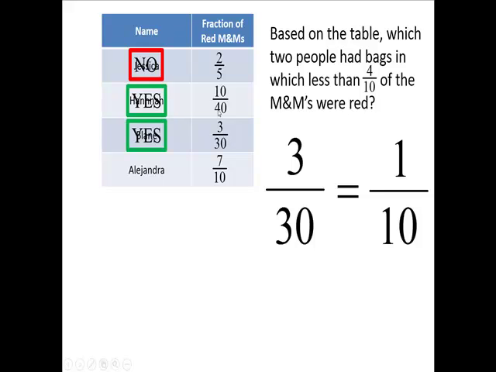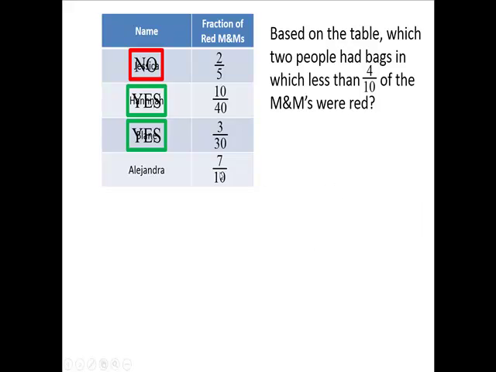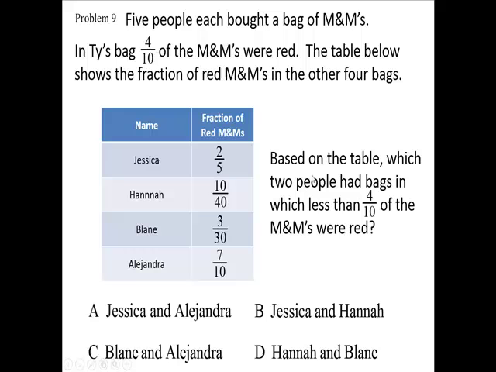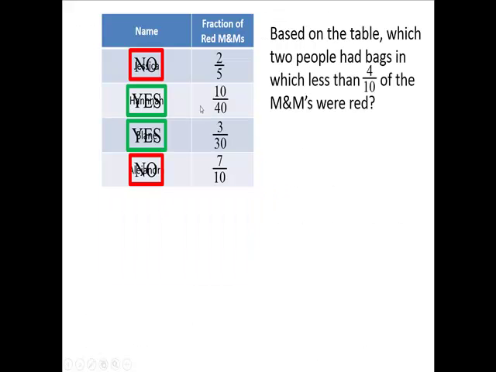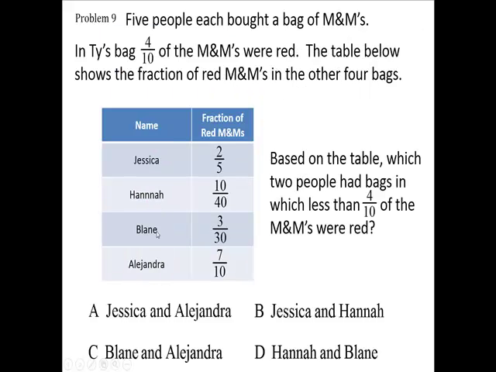So these are my 2 answers. We've got to find out what's wrong about this one. Okay? The denominator is already 10, isn't it? So is 7 less than 4? So of my choices, I want Hannah's and Blaine's. I want these 2. Because I had a yes for these 2. So which one is Hannah's and Blaine's? D is the correct answer.